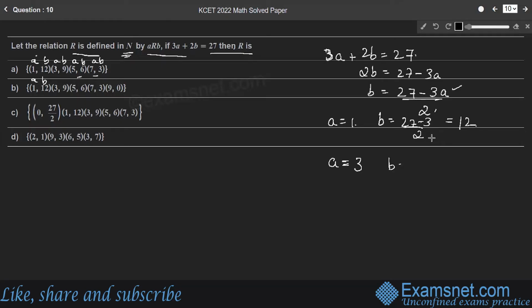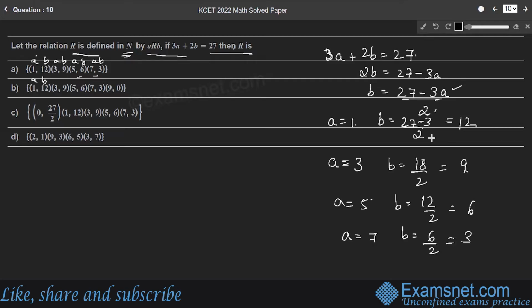So B becomes 27 minus 3 into 3, which is 9. 27 minus 9 is 18, by 2, which is 9. So B becomes 9. If A is 5, then B becomes 27 minus 15, so it becomes 12 by 2, which is 6. B becomes 6, right? So A is equal to 7, B becomes 27 minus 21, which is 6 by 2, which is 3.